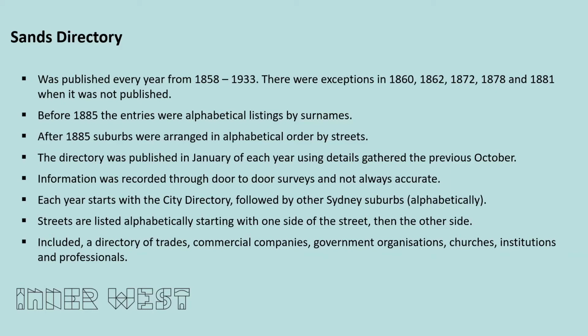Each year starts with the city directory, followed by the other Sydney suburbs, all in alphabetical order. Streets are listed alphabetically, starting with one side of the street, then the other. Included is a directory of trades, commercial companies, government organisations, churches, institutions and professionals.